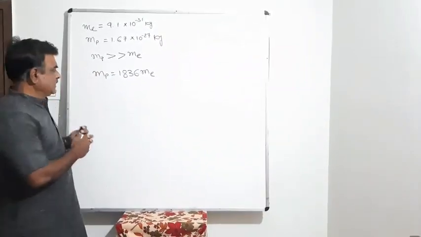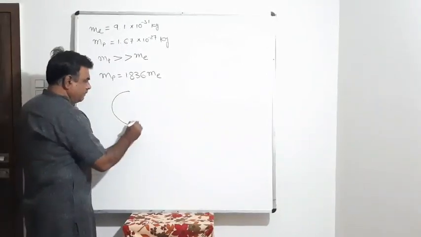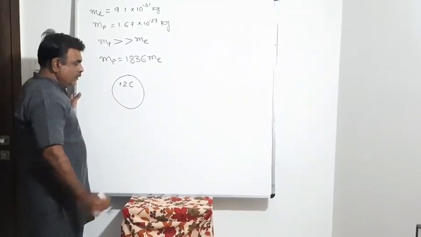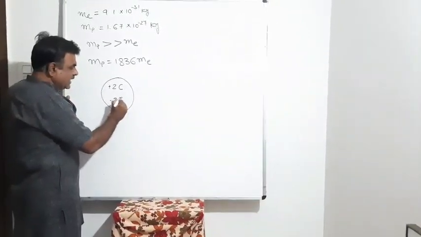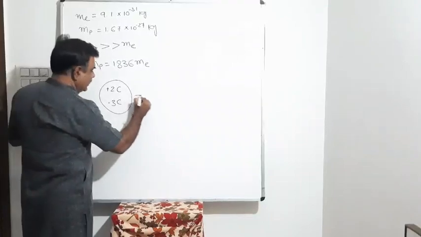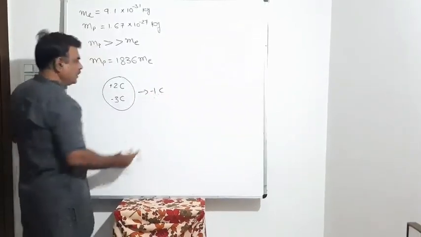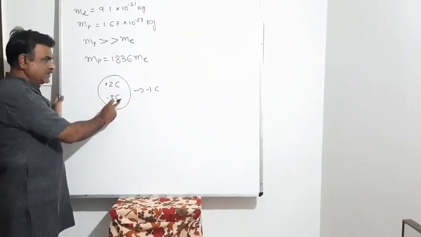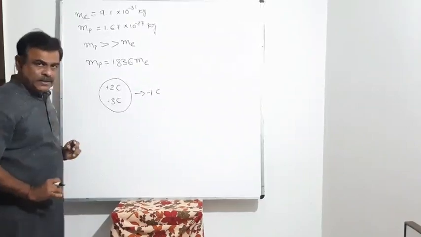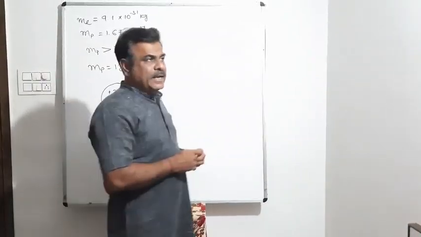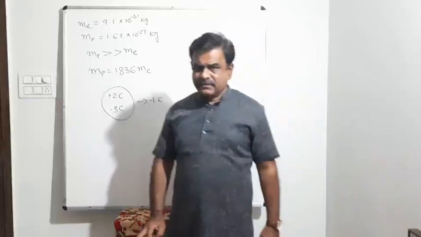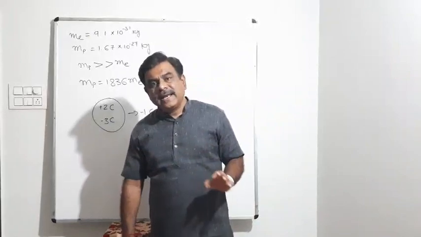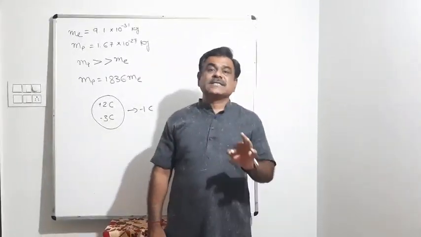Like if I have a body with charge plus 2 coulomb, and I add another charge minus 3 coulomb, then the net charge on the body will be minus 1 coulomb. What have you done? Algebraic sum, plus 2 coulomb minus 3 coulomb. Net charge is minus 1 coulomb. This is the first property: electrical charge is additive in nature. As I said, it is quite simple. Second property is that electrical charge is conservative in nature.